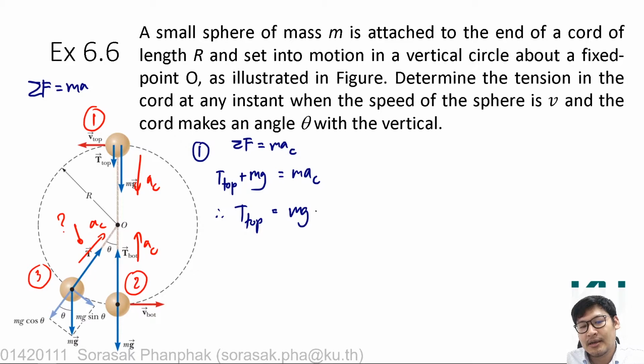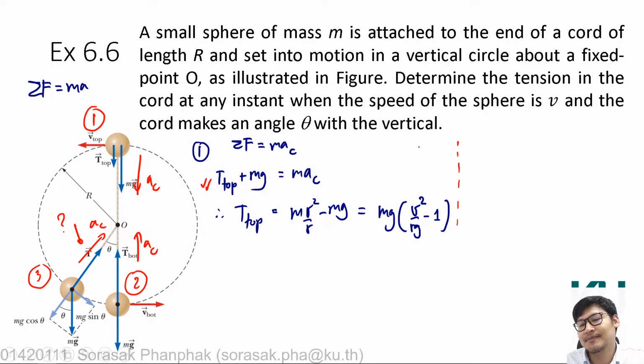mg. I will rewrite it properly: mv square over r minus mg. If you write it in terms of mg, it can be mg times (v square over rg minus 1). In this case, it's similar to the previous one, but the scenario is different. The apparent weight here is the string tension, right?